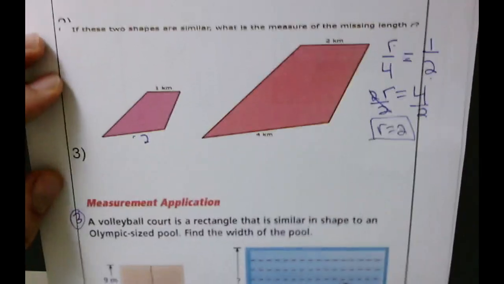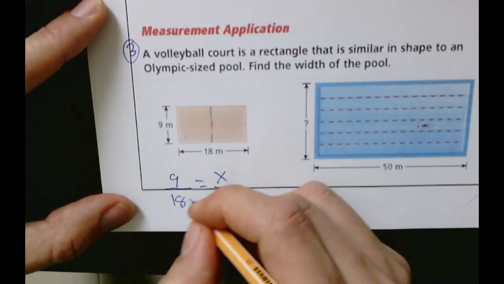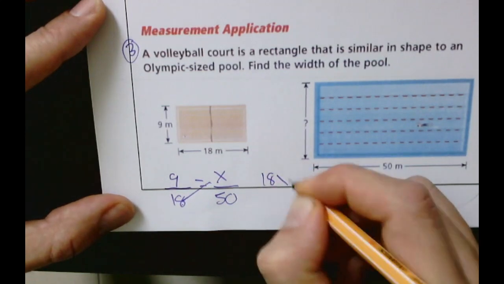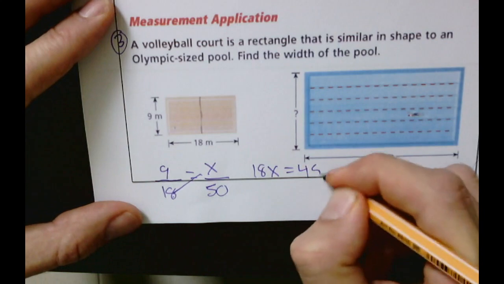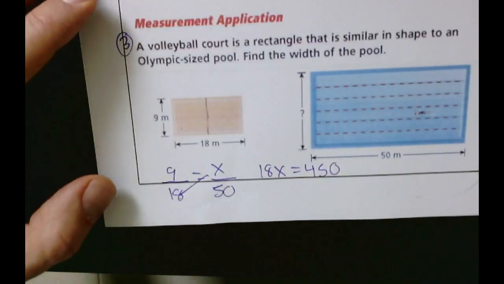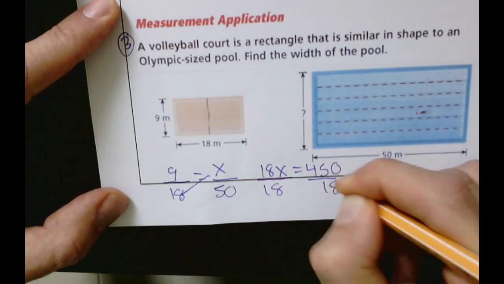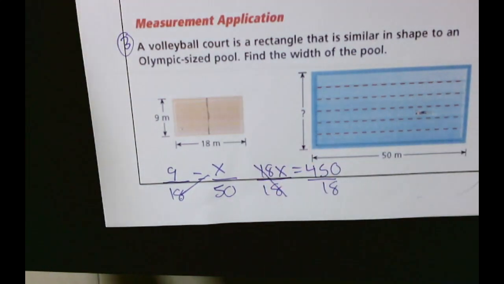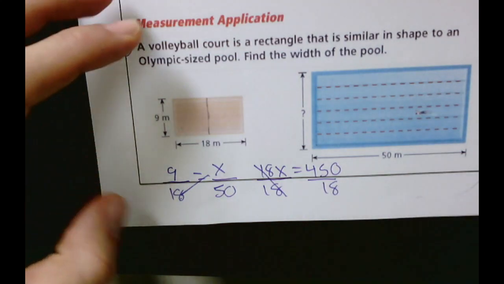Now, just like up here, we're going to divide and conquer. 18 times x is 18x. We got 9 times 50, which is 450. I'm going to divide both sides by 18. Do you know what 450 divided by 18 is?